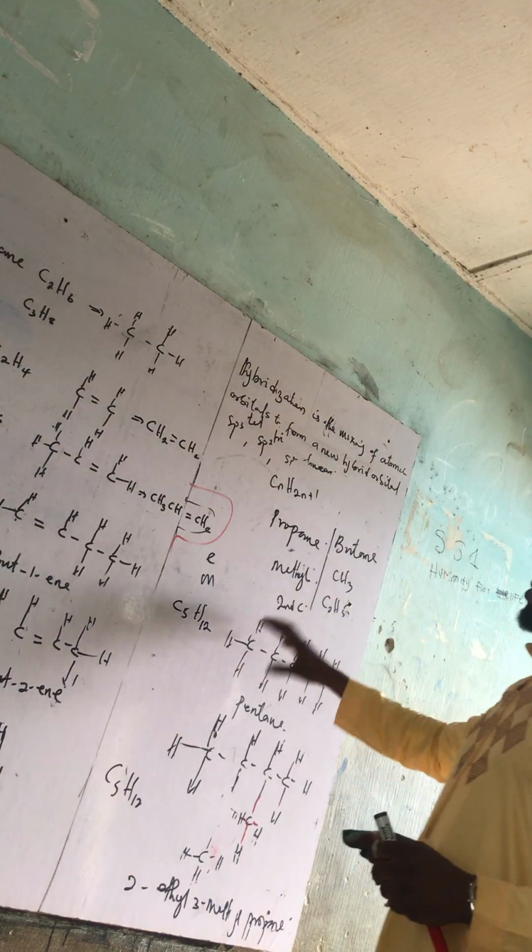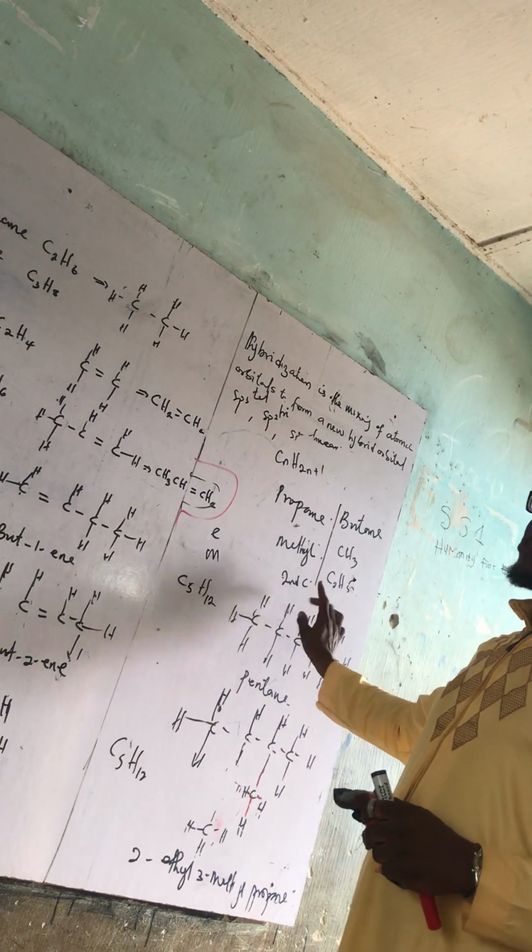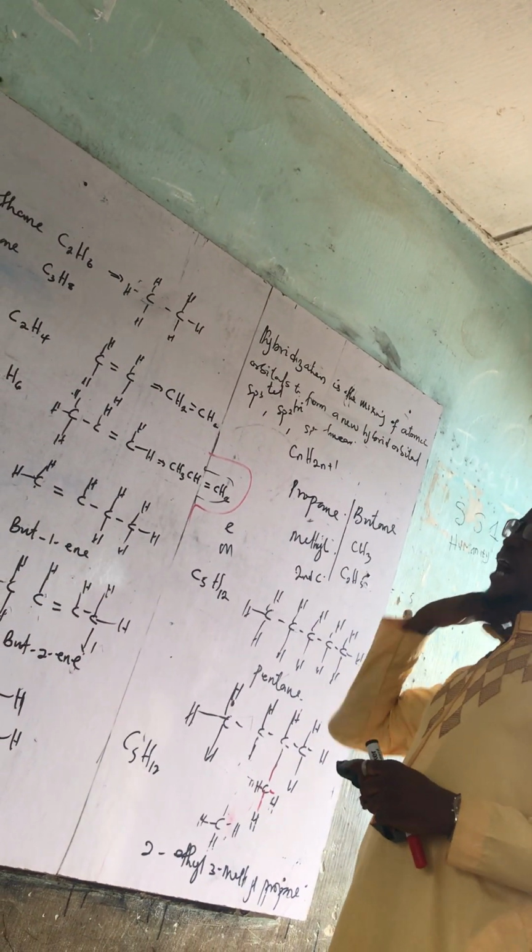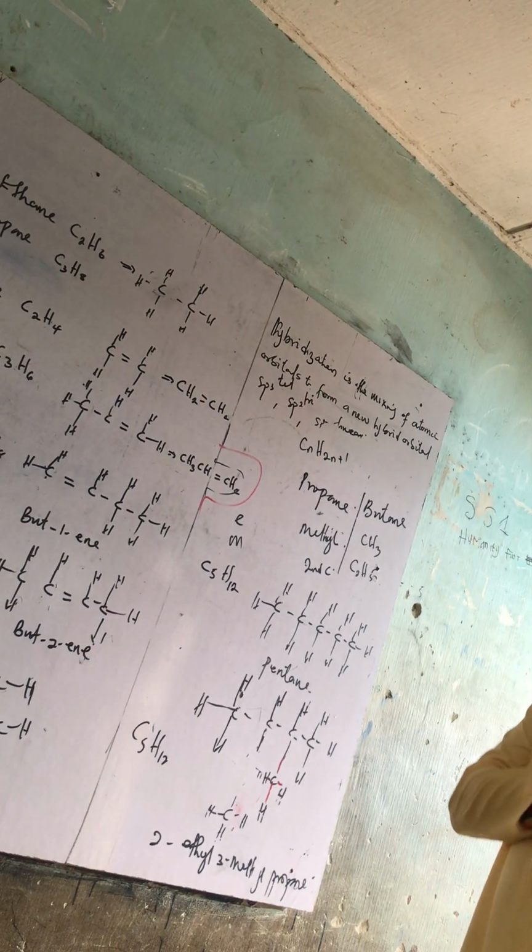Now, okay, this is isomers of alkane. We can have isomers for ethane as well. So we meet in the next class.